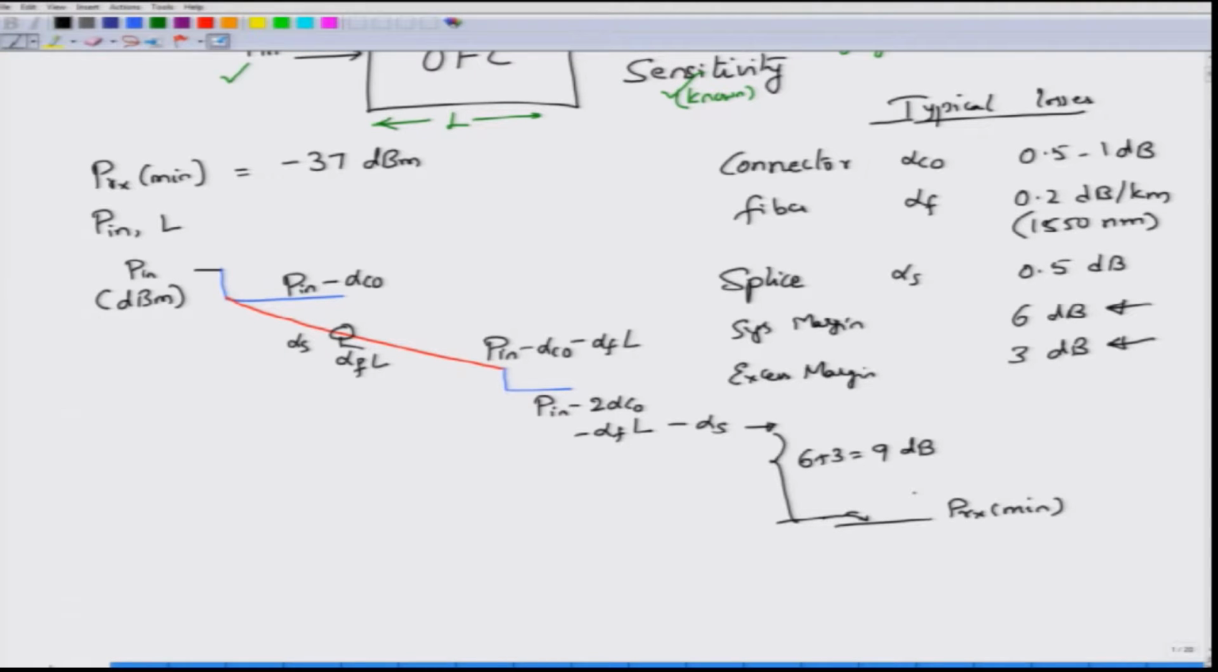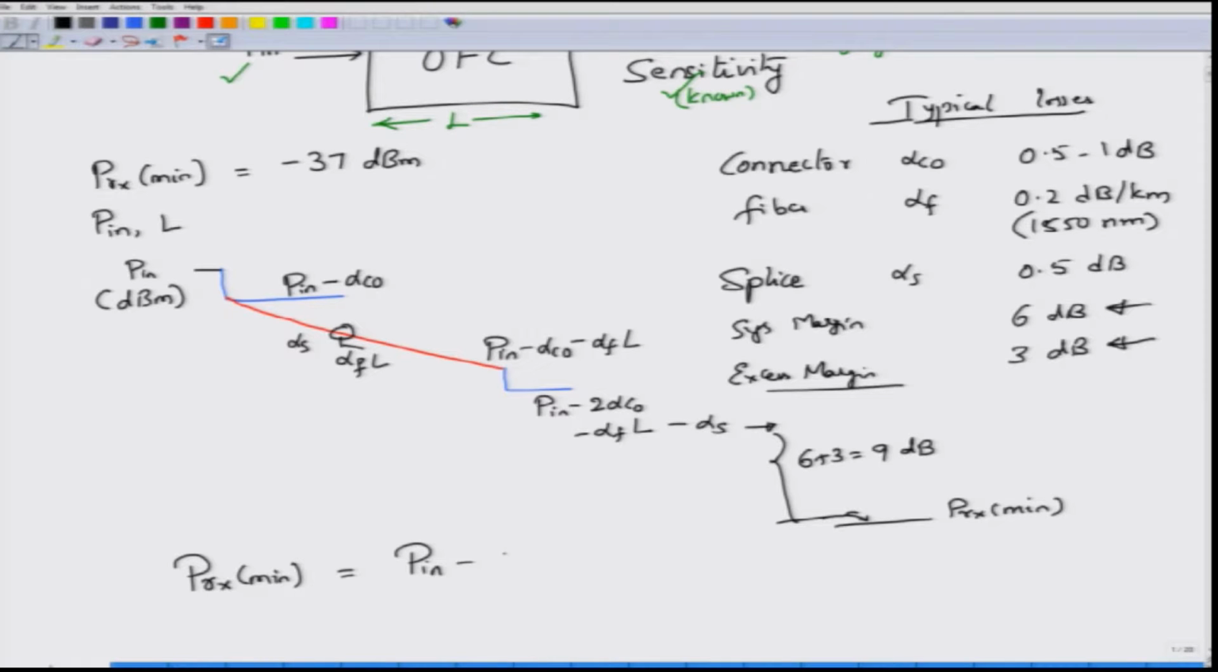It is typical to do so. Let us assume in this case that we are not going to use any excess margin over and above the margin that we have already specified. Okay. So, my goal would be to try and make the total power that I am receiving, including the margin losses, go to PRX minimum. So, the equation is very simple. PRX minimum will be equal to, this is the minimum optical power required for the detection of the optical signals, this is equal to launch power minus total losses in the system.